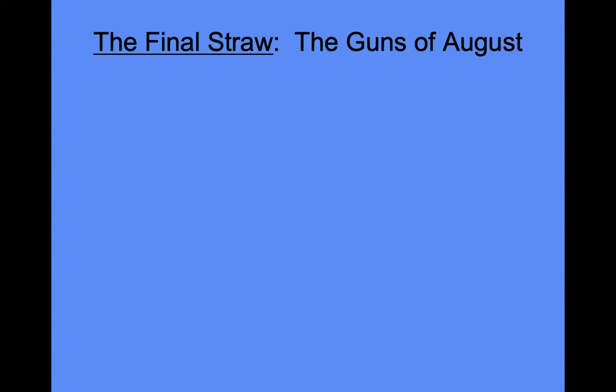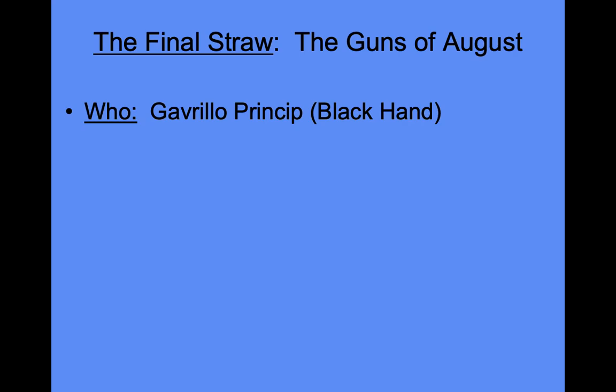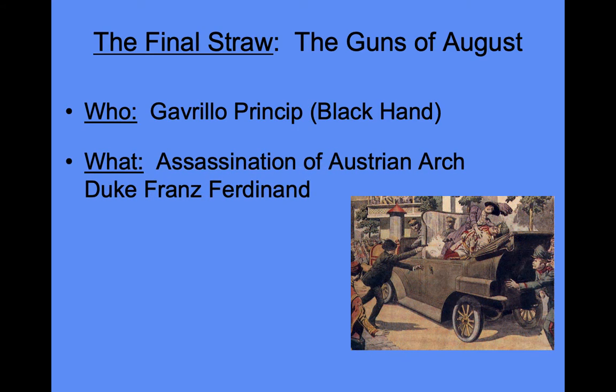Militarism, alliances, and nationalism were the building blocks for World War I. However, it took one additional event to start the conflict and begin the war. That event is known as the Guns of August. The Guns of August occurred when a Serbian youth named Gavrilo Princip, who was a member of a group known as the Black Hand, which was a Serbian nationalist group trying to promote Serbian culture and government, assassinated the Archduke of Austria, a man named Franz Ferdinand.